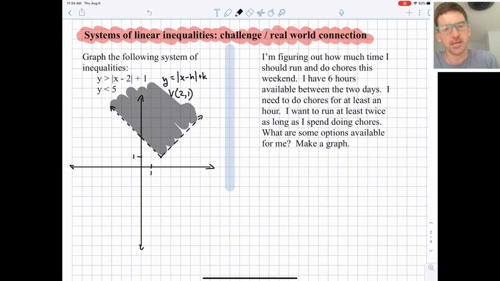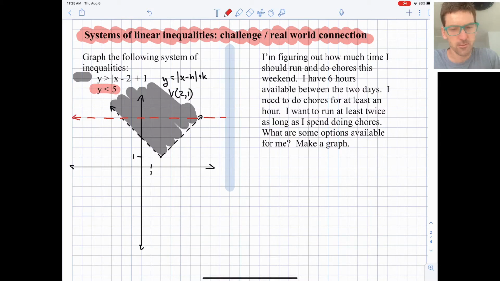All right, let's do the next one. So that was my black equation. Let's do the next one in a better color. Let's do it in red here. y is less than 5. And so we have a horizontal line at y equals 5. 1, 2, 3, 4, 5. And it will be dashed because it's a strictly less than.